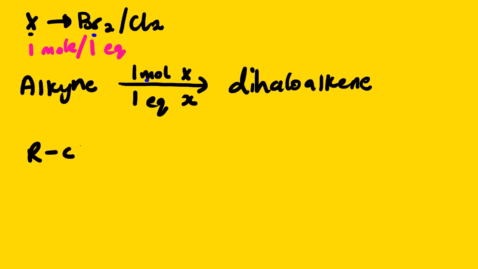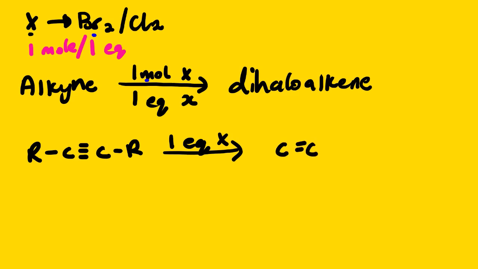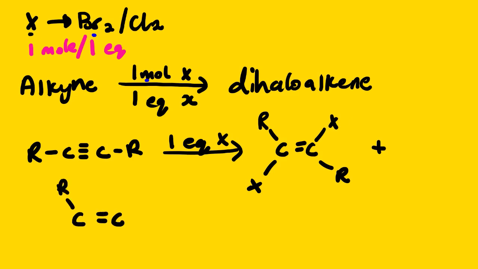Suppose we have an internal alkyne, and then we react this with 1 equivalence of X, which can be chlorine or bromine. You should know that we are going to get a mixture of cis and trans dihaloalkene. The reason why we say it's dihalo is that we have 2 halogens. It's a trans and cis, but you should know that the major product is the trans. Sometimes you might see that the minor product is not represented. Don't be surprised when you only see this. This is the major product.